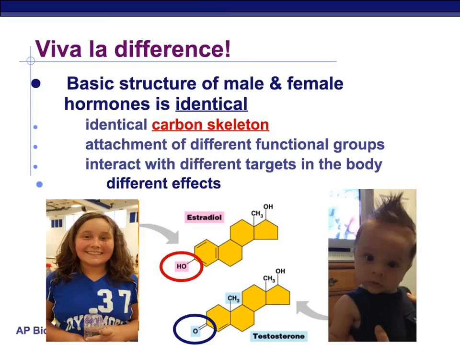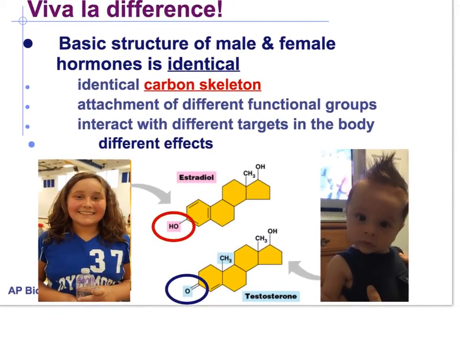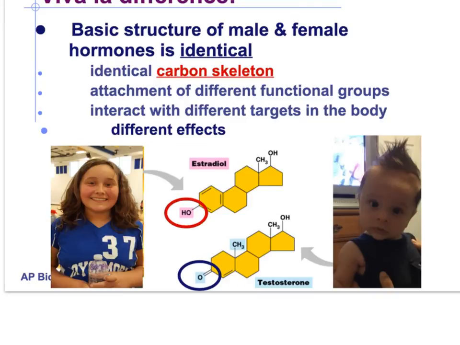So why does this make a difference in structure and function? An example would be between the male and female hormones. You have testosterone and estradiol, which is basically just estrogen. These two have identical carbon skeletons. The attachment of the functional groups interacts with different targets in the body with different effects. The only difference among them is you've got a hydroxyl right here on the estrogen, and you've got a double bonded oxygen here on the testosterone.